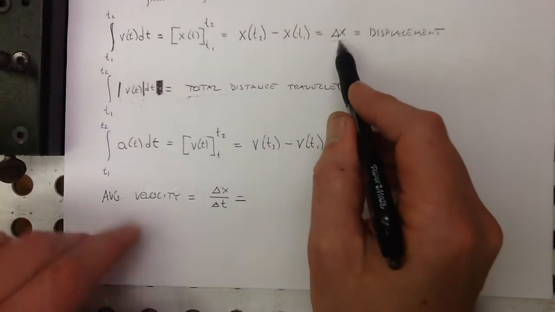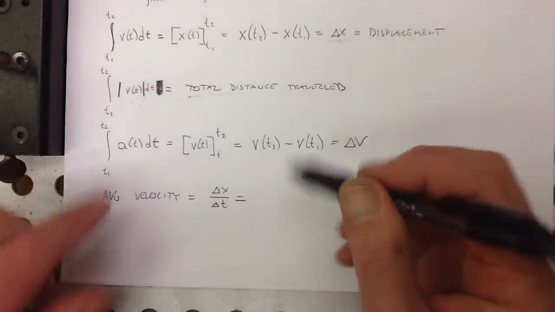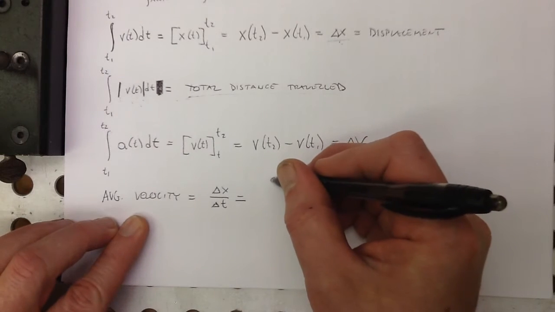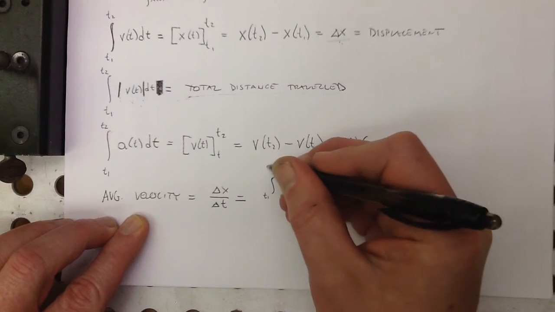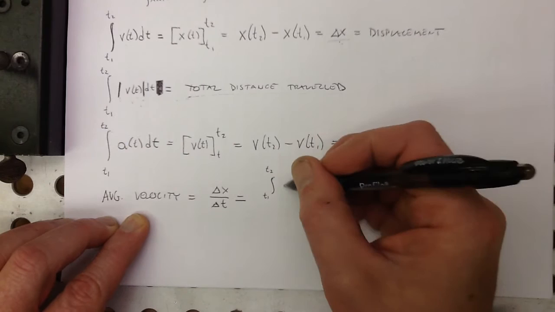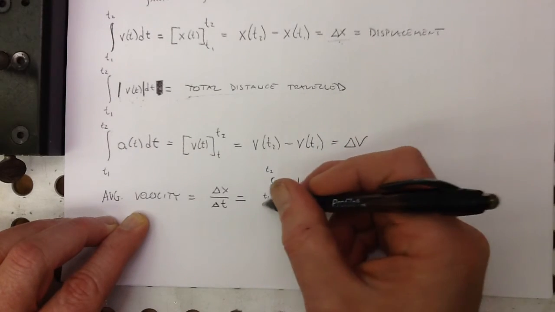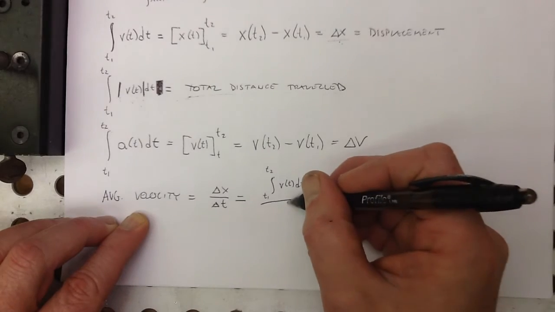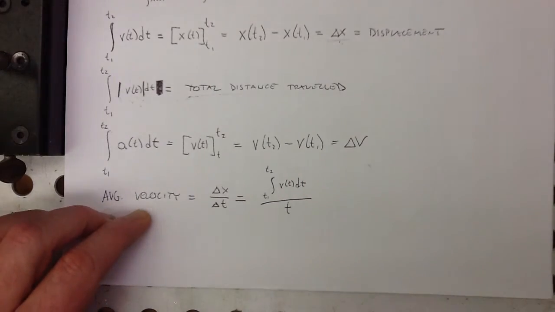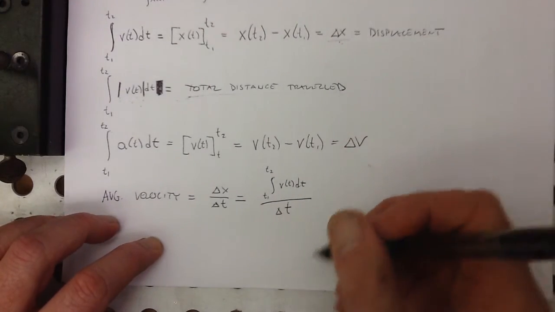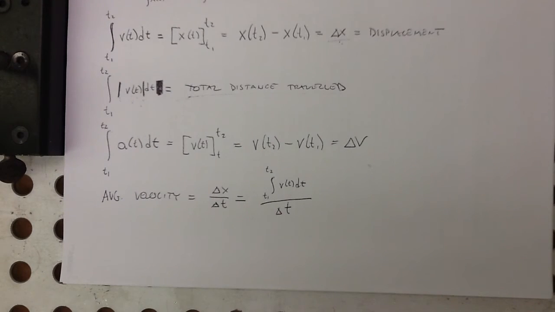So since change in position or displacement is this, we could say that your average velocity, if you wanted to do it this way, sometimes it's convenient to do it this way, you could do that integral divided by your time interval, delta t, time 2 minus time 1, if you want to write it like that.